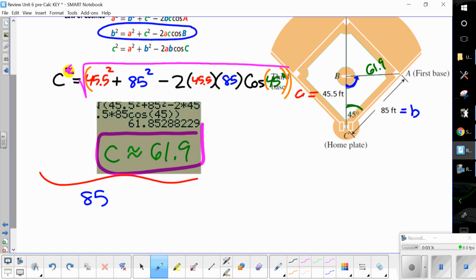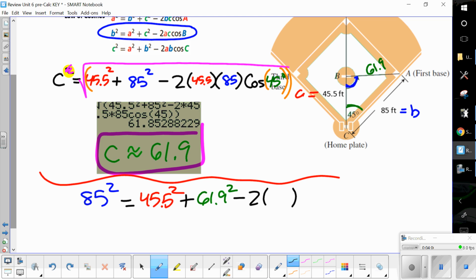And again, this is the second part of the problem. I get 85 squared equals, and A squared I know, so A is 45.5 squared plus, I just figured out C squared, so I'll use that rounded answer, even though I don't like using rounded answers, sometimes it's necessary. Then it's minus 2 times, and I know it's cosine of big B. 45.5 goes here, and 61.9 goes here.